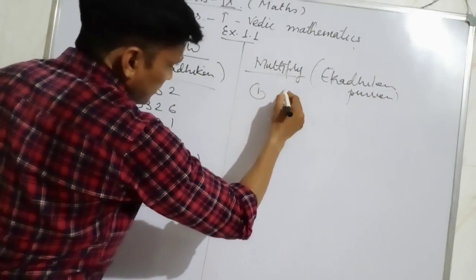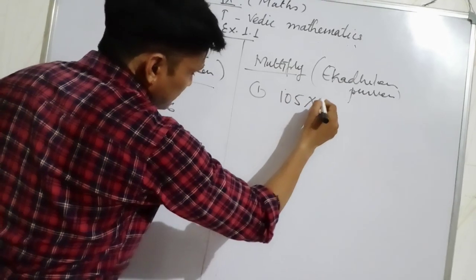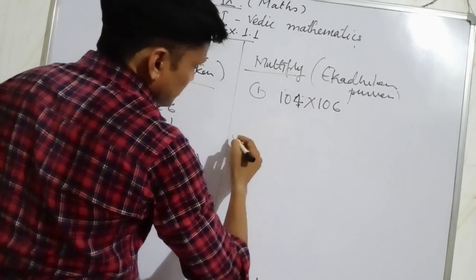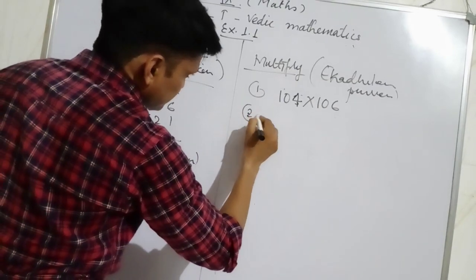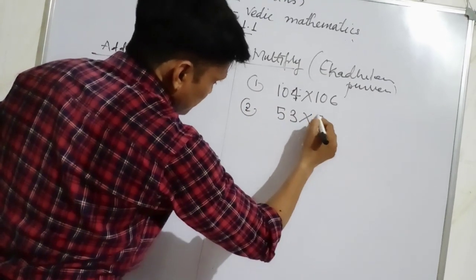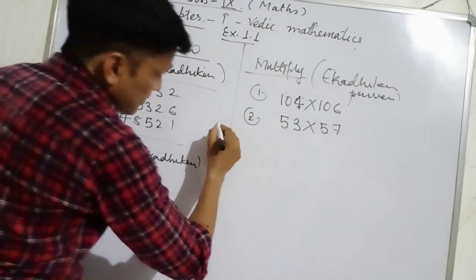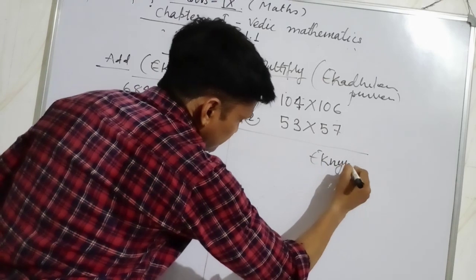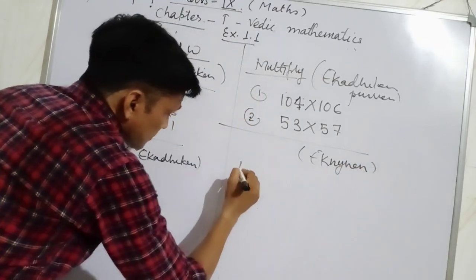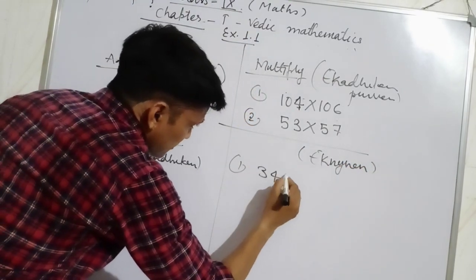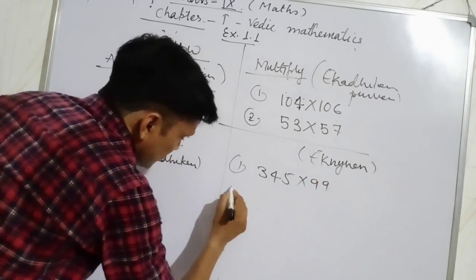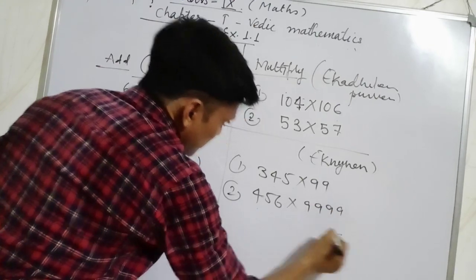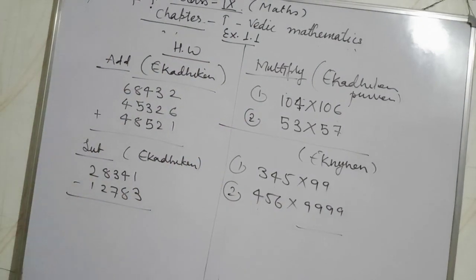Question 1, 105 into 104 into 106. 53 into 57. By Ekanyunena, question 1, 345 into 99 and question 2, 456 into 9999. This is homework for today, so you have to do it.